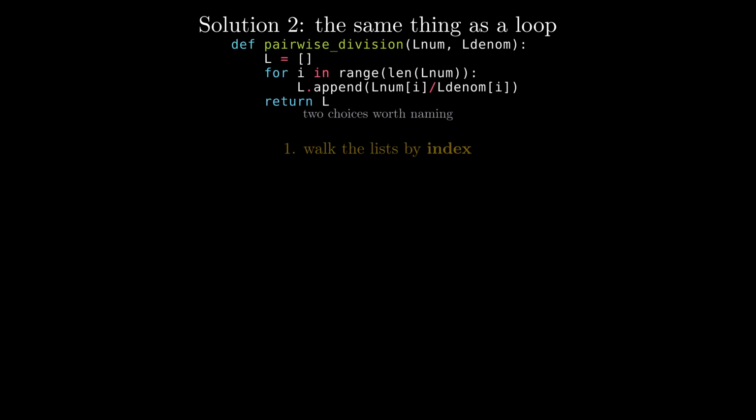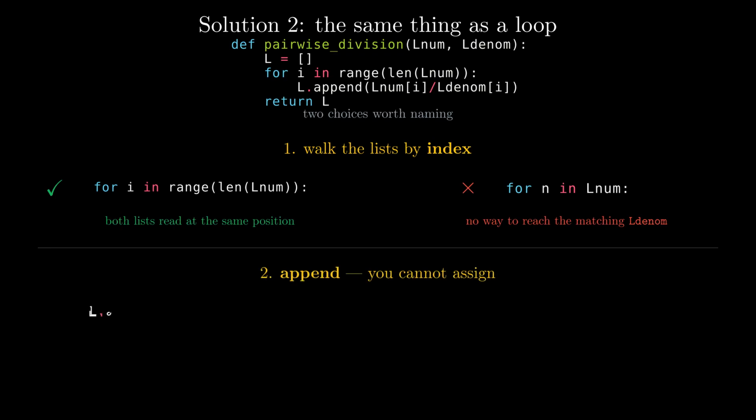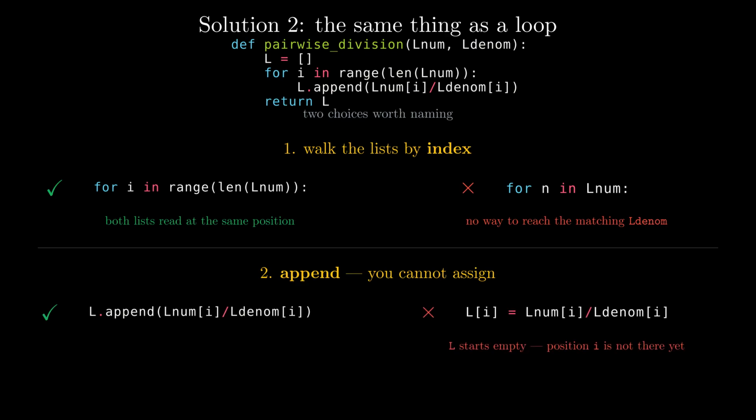Two choices matter here. First, we still iterate by index. If we looped over the elements of lnum directly, there'd be no easy way to grab the matching element of ldenom. With the index in hand, both lists are read at exactly the same position. Second, we have to use append. We can't assign to L at index I because L starts out empty, so position I doesn't exist yet. Append grows the list one result at a time.